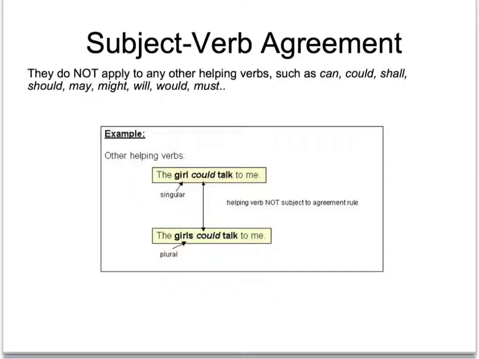This rule does not apply to words such as can, could, shall, should, may, might, will, would, and must. These words you don't have to conjugate, or you don't have to match with the subject. So we see in the first example, the girl could talk to me. Girl is singular. Could does not change. And girls is plural. Could does not change.